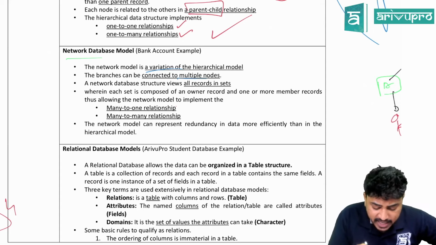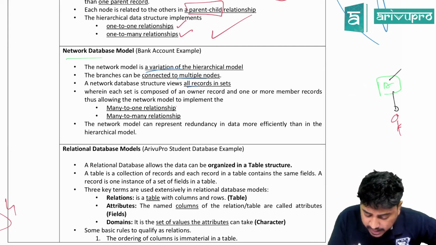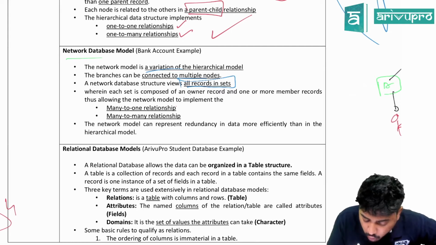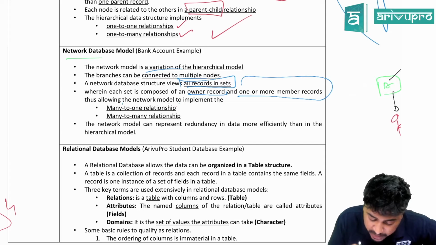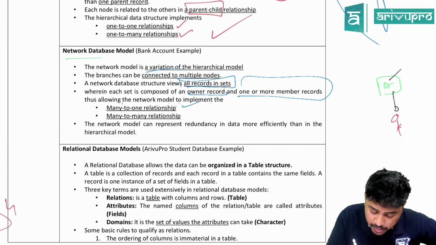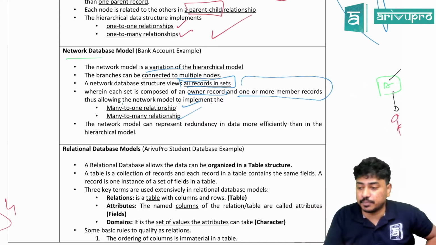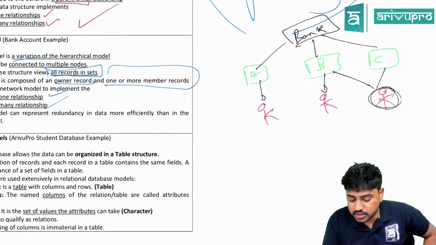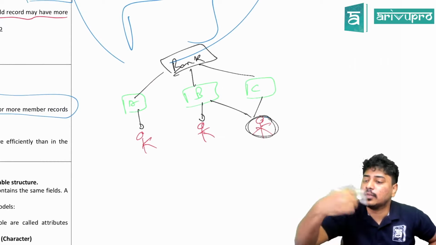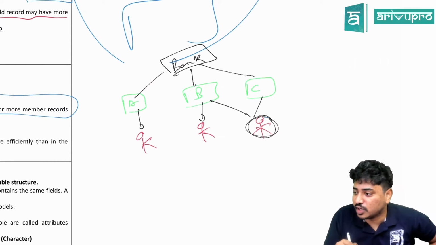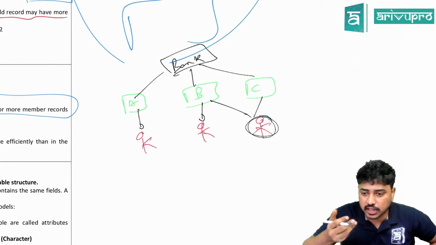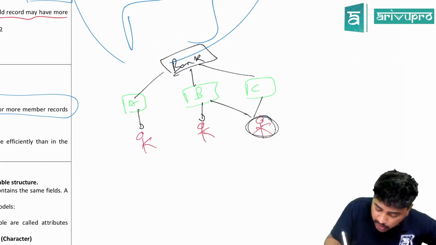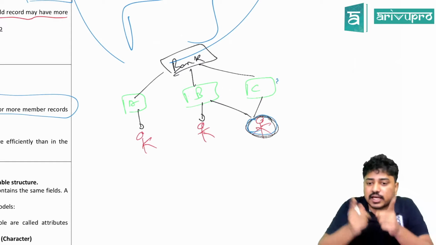Yes. Now, the database structure views all records in sets, where each set is composed of an owner and one or more members, thus allowing the network to implement a many to one relationship or many to many relationship. That is to say, one child can have two parents also, or one parent can have two to three children also, right? So here, this is the child account, this is the parent, but it has two parents.